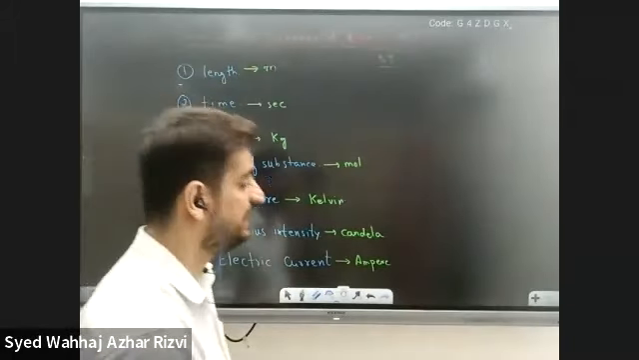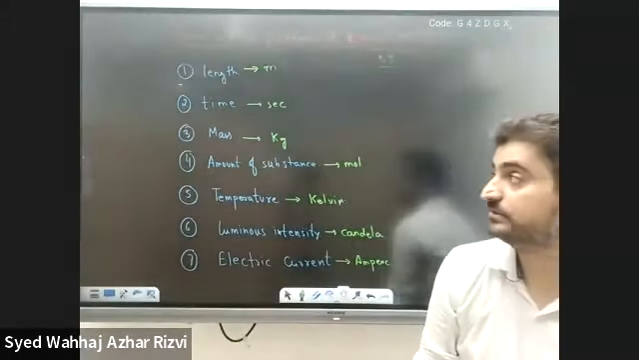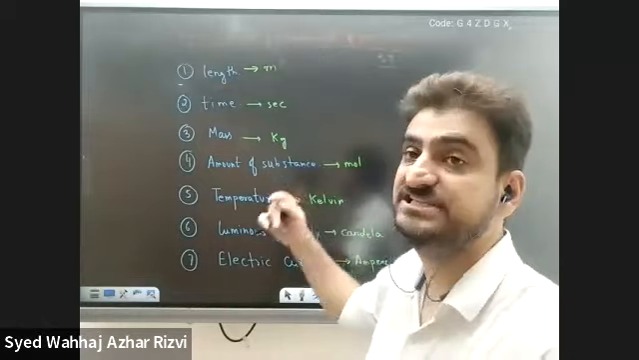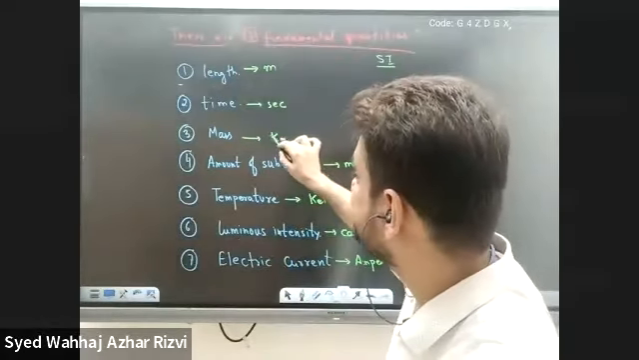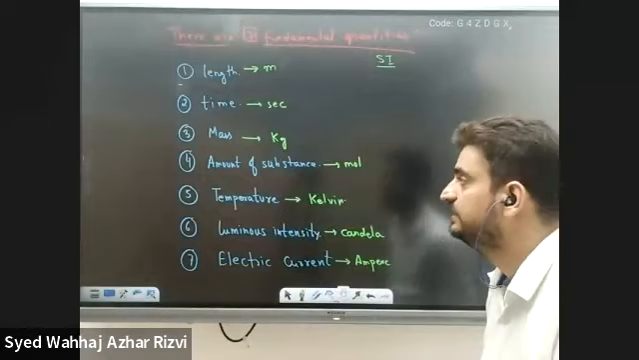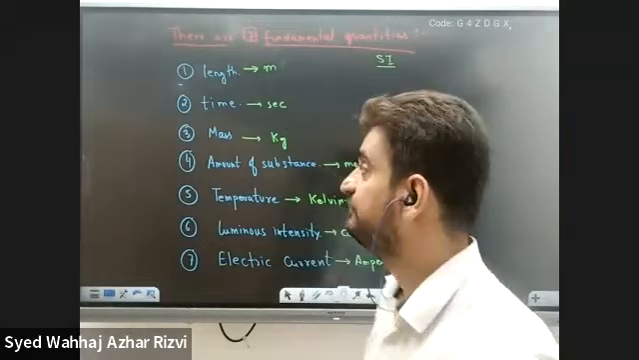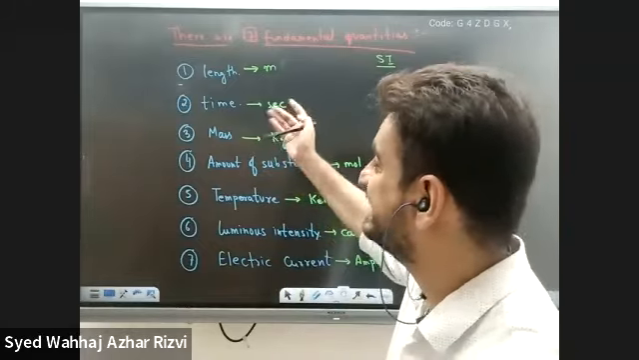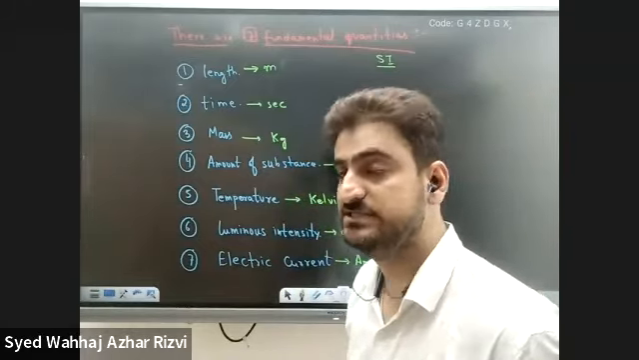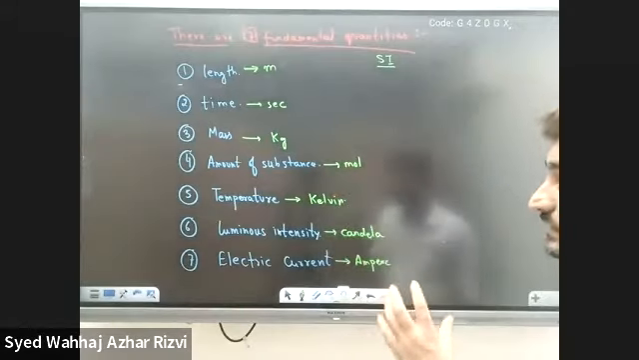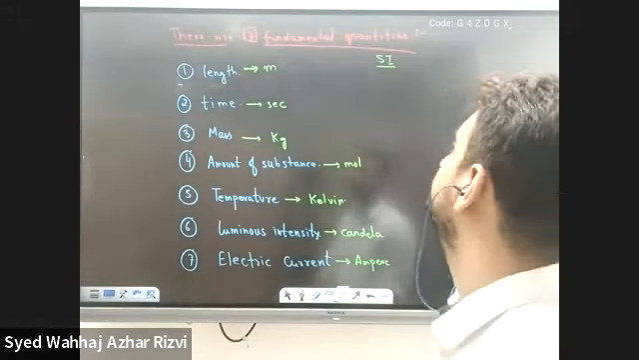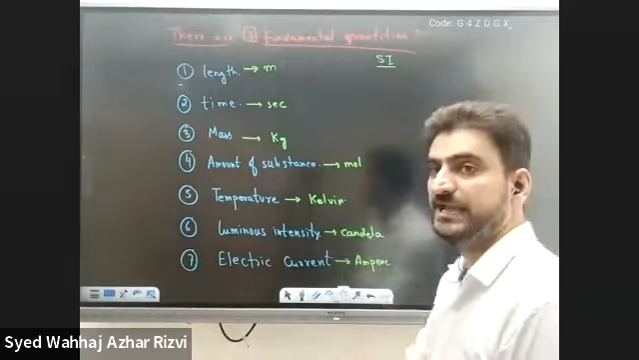For example, when you are going to buy potato in the market, you are going to ask, give me 5 kgs of potato. So 5 kg, kg is the unit of mass. If I'm asking you how much time is left for the class, you're going to answer in seconds. So second is the unit of the fundamental quantity of time. Okay, so there we have it.